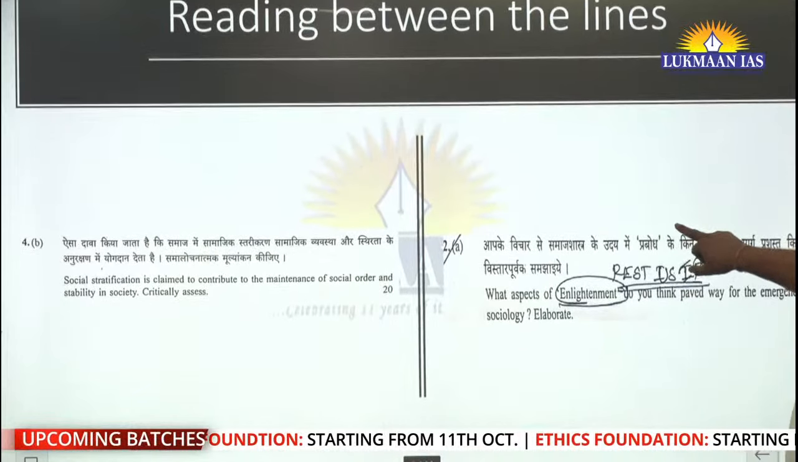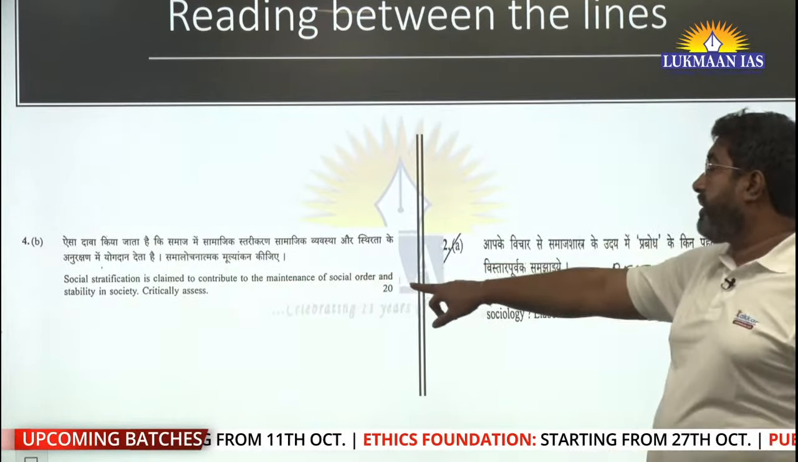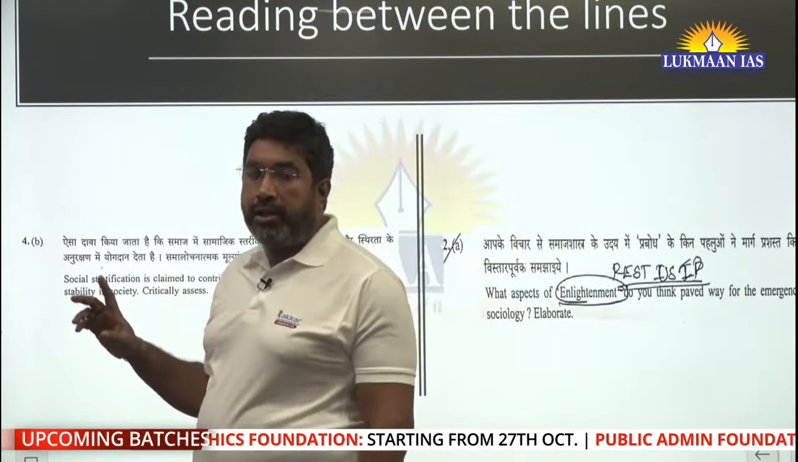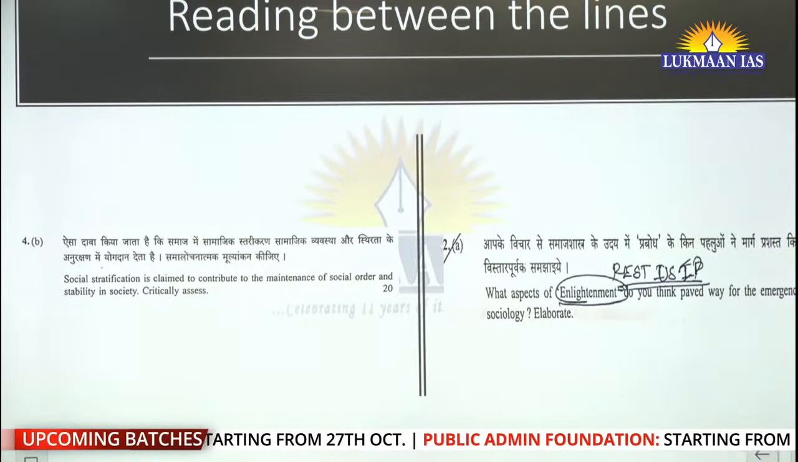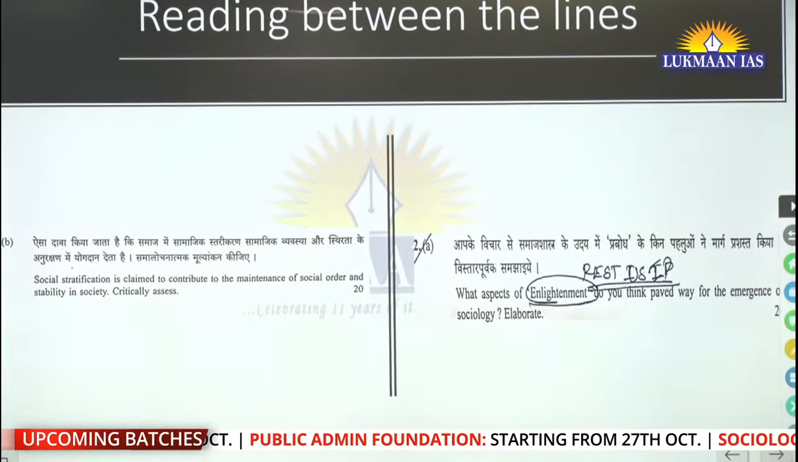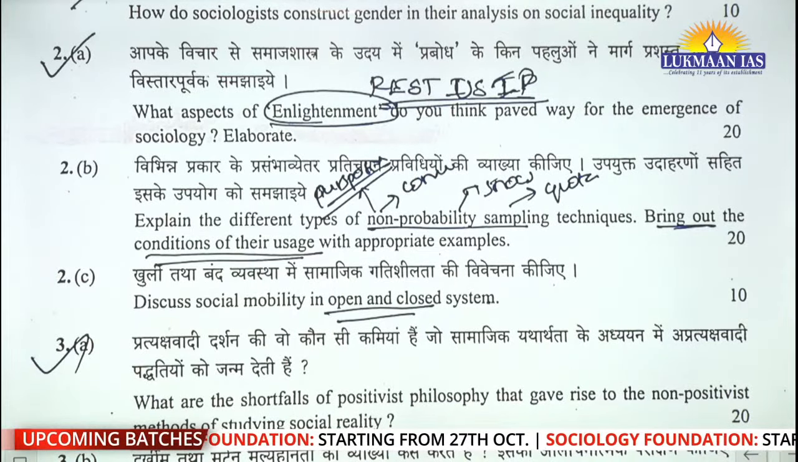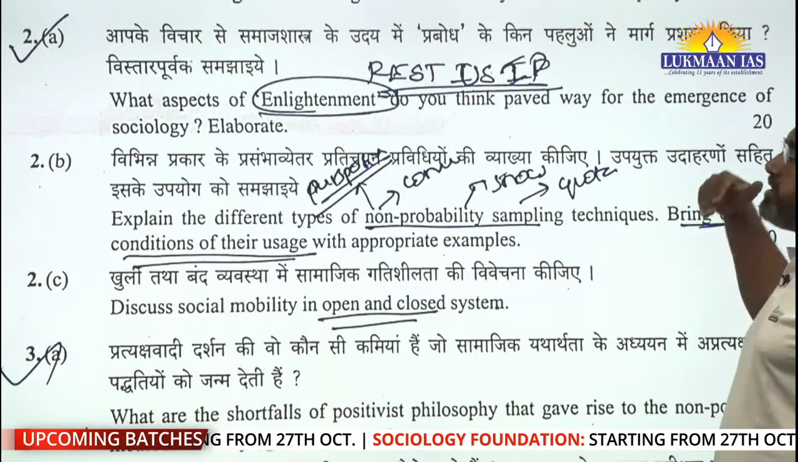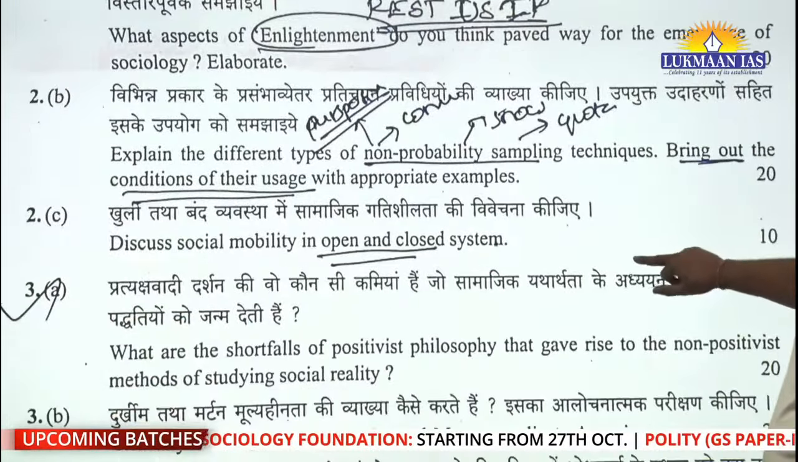And see, even in this case: social stratification is claimed to contribute to the maintenance of social order and stability in society, critically assess. The idea is not to write about social stratification, and you don't have to write about the various schools. The idea is very simple: you have to write about functionalism and criticize it with the conflict theorists, that it is not contributing. It's a straightforward question from the different schools of theory.